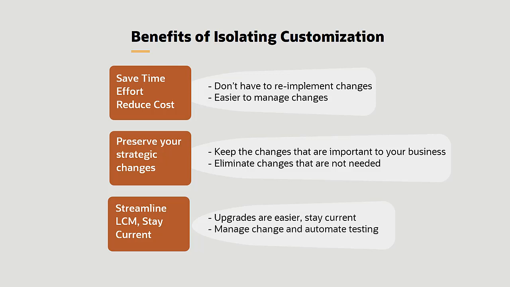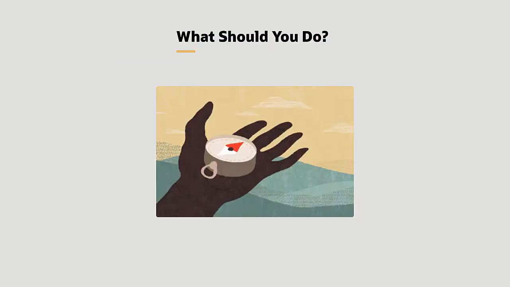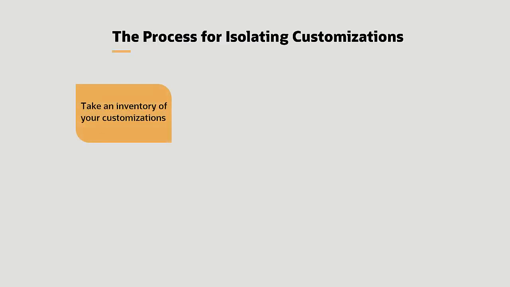When you combine isolating customizations with automated testing capabilities, the benefits to lifecycle management are even greater. Next, let's see how to isolate customizations. First, take an inventory of your existing customizations. Most customers have some level of customization and have been dealing with them for some time, so you probably already have some record of your customizations. But it's good to have a comprehensive catalog. The more you know about why the customization is made and its importance, the better.